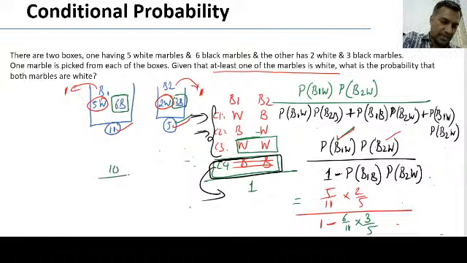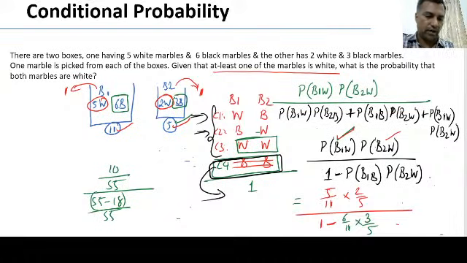That's nothing but 10 divided by 55, whole thing divided by 55 minus 18 divided by 55. What did I do? 1 minus 6 into 3, that's 18. So you will say that the required answer is 10 divided by 37, because 55 gets cancelled. 10 by 37 is the required answer to this.